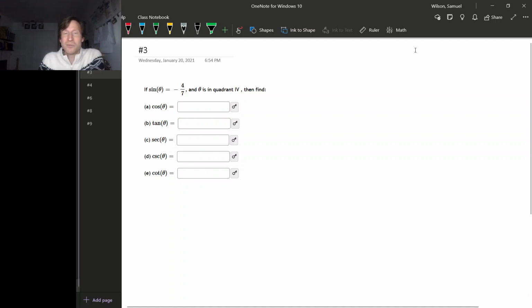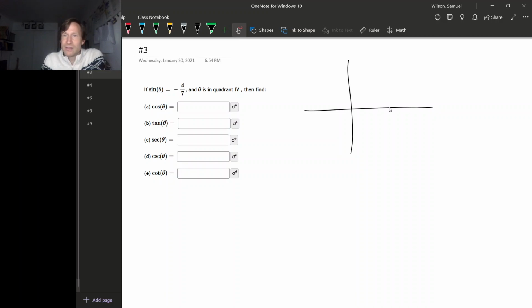Let's look at some of the quiz problems that seem to be an issue for week 2. So here's one. If sine theta is minus 4 over 7 and theta is in quadrant 4, then find the rest of the trig functions. So I like to draw a diagram because I think in pictures rather than in symbols usually. So since sine is negative 4 over 7, right?